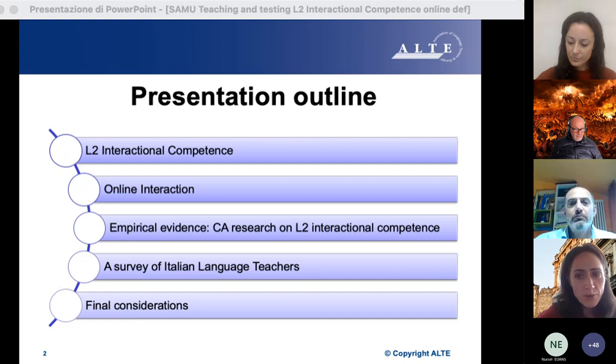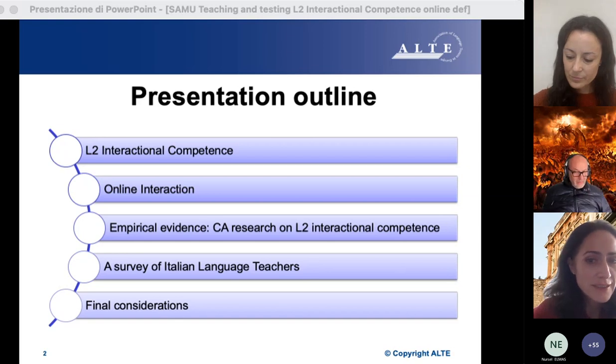Interaction is of paramount importance in both traditional and virtual classrooms, but in the latter it is particularly affected by the limitations of the medium and requires specific skills from the teacher.